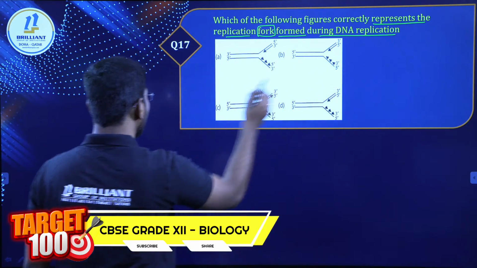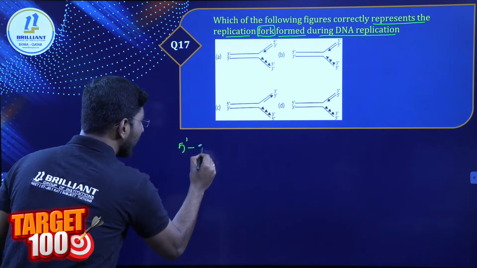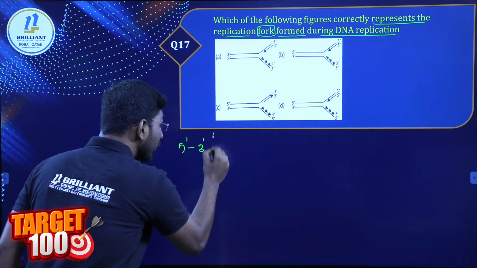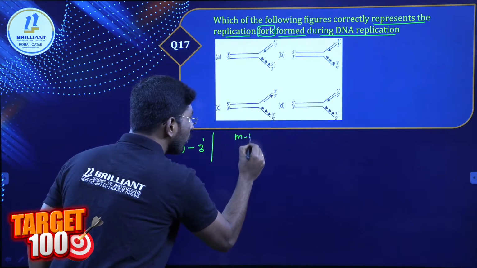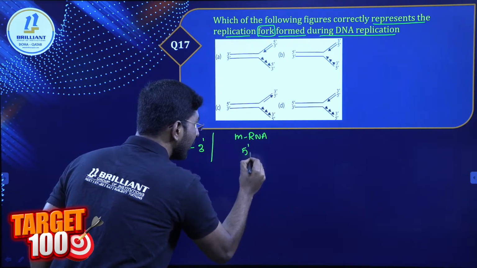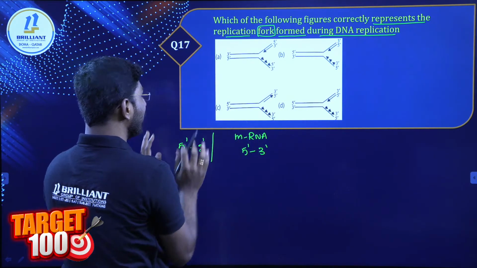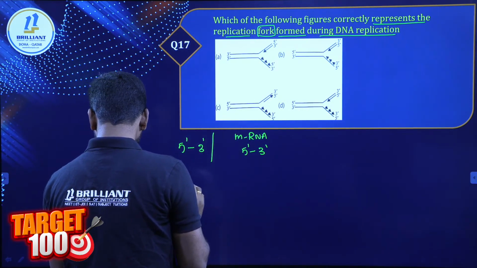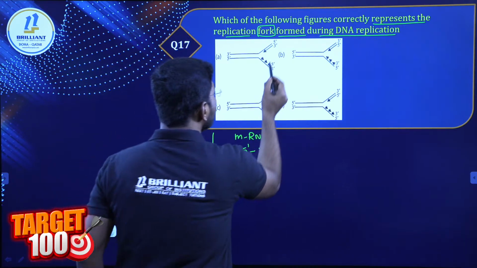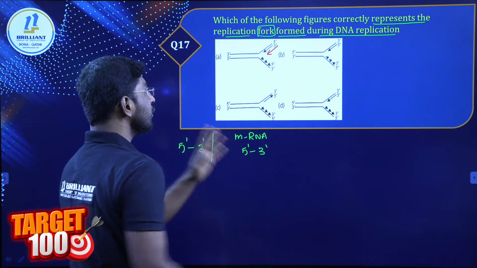Look here, all of you. New DNA always grows from 5 prime toward 3 prime. Even new mRNA also grows from where to where? 5 prime towards 3 prime. So look here. First, option A. In option A, the DNA is going 3 prime to 5 prime. This is not correct.